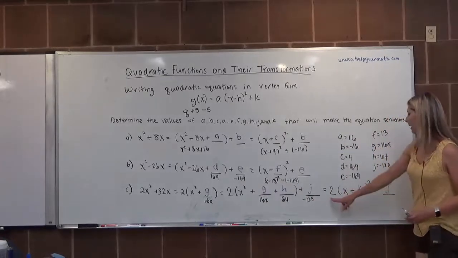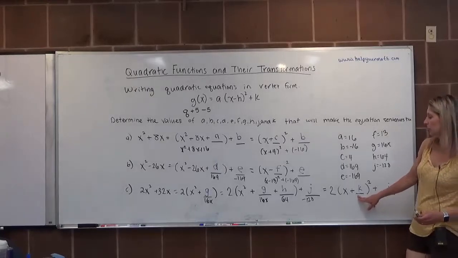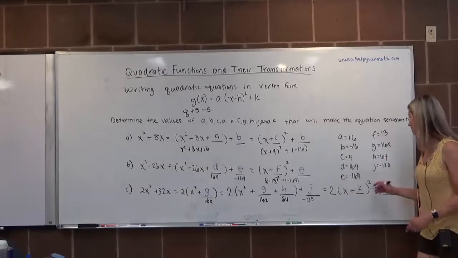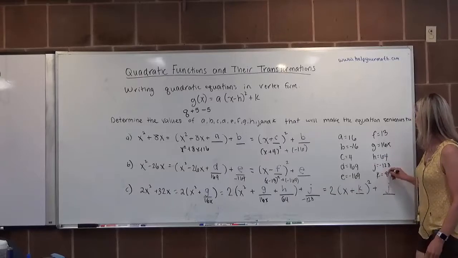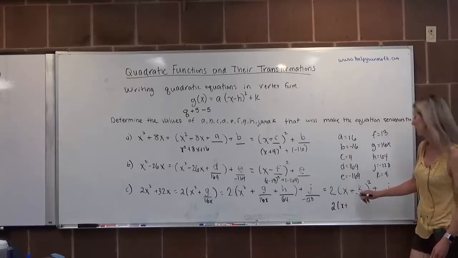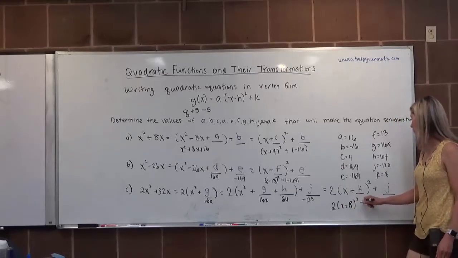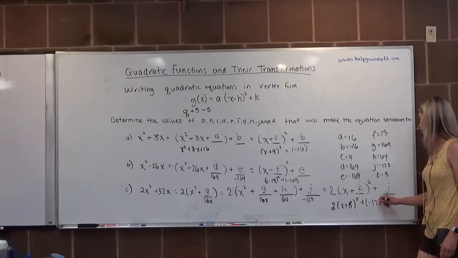Now lastly, we have 2 times x plus k. So this is the root. Do we know the root yet? Yes, the root is 8. So k is 8. And this would be 2 times x plus 8. Yep, it was positive. Great. Squared. And then we have plus negative 128.